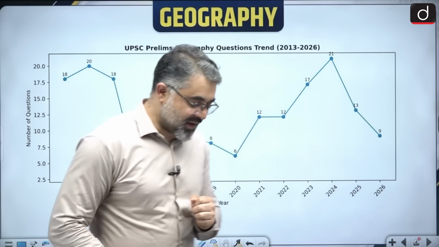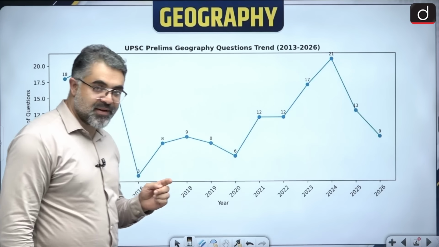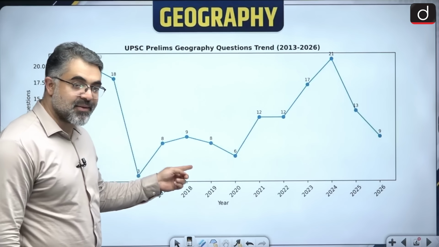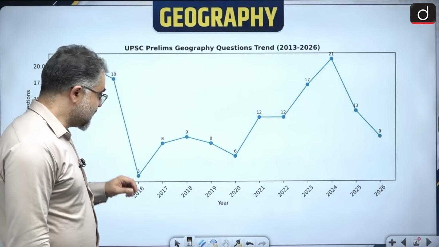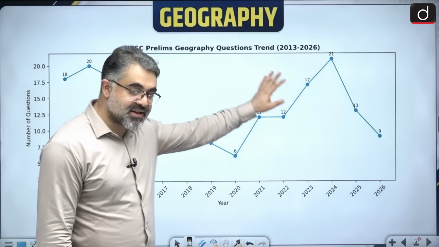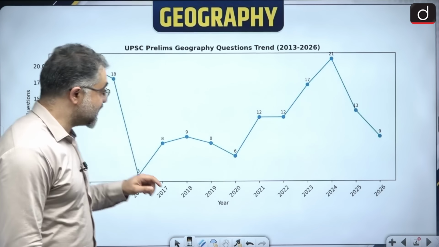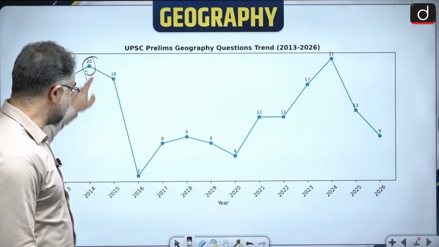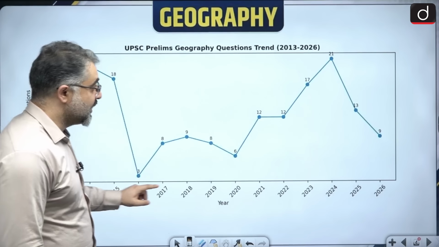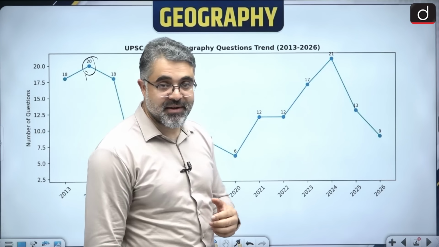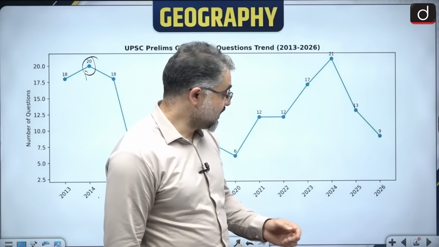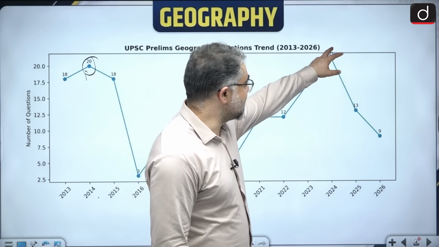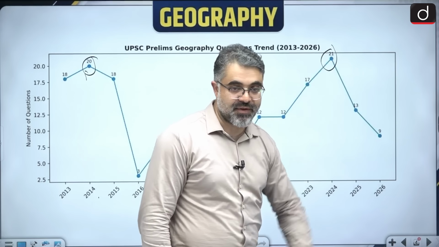So here we can see some of the trends of UPSC exams, the number of questions that have been asked in geography. We can see a little bit of fluctuation here. There were years when the number of questions was like 20 in 2014, and the highest number of questions in geography that were asked so far was in 2024. You can see around 21 questions asked from geography.